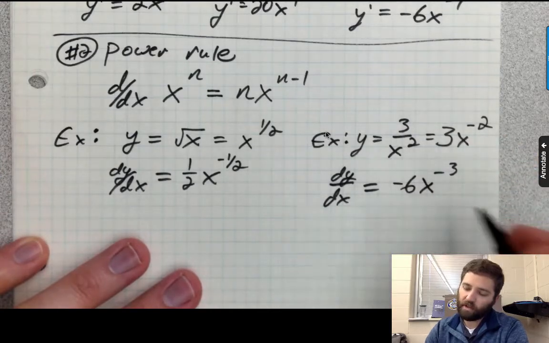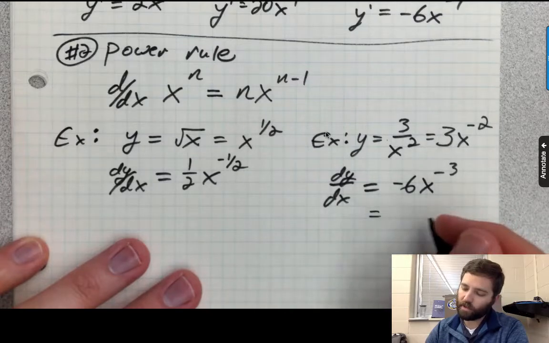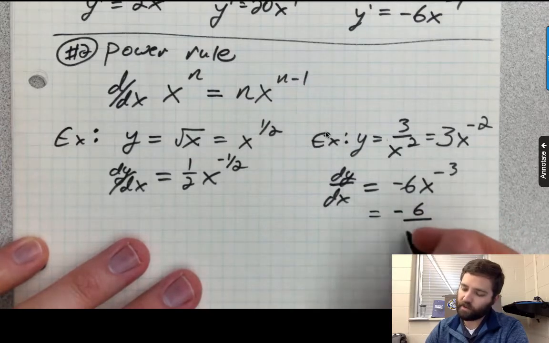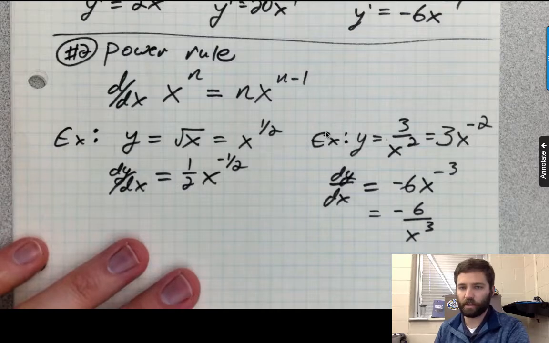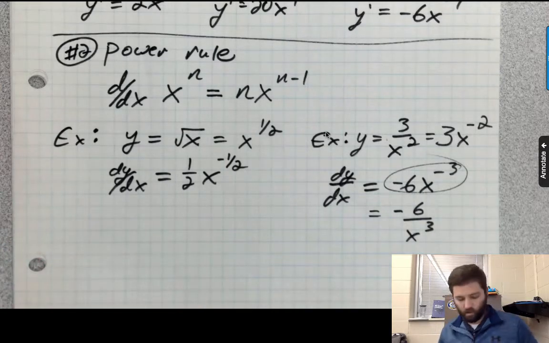And then you could write it back in rational function form, but you don't have to. I guess you could write it like this. That'd be fine, but this answer is okay too. So there's the power rule. Saves you a bunch of time. Let's go on to rule number 3.